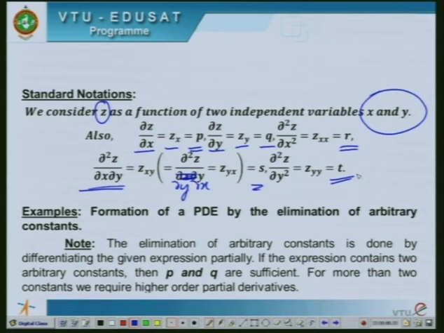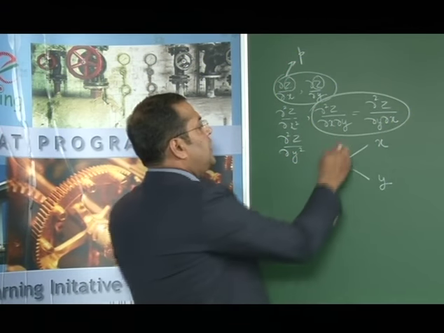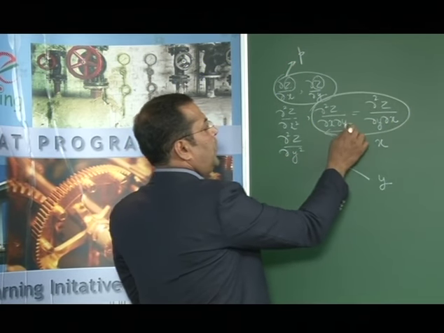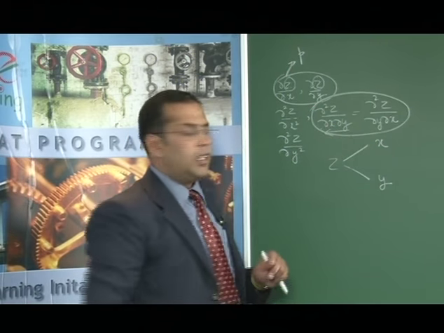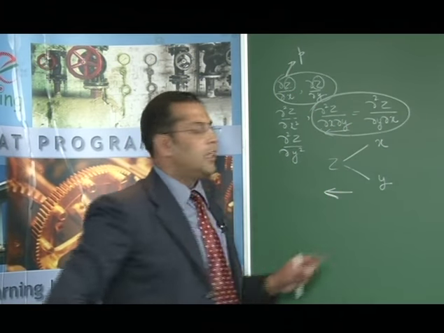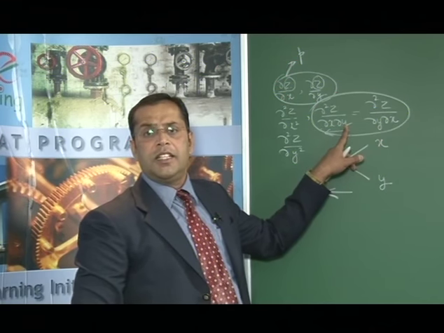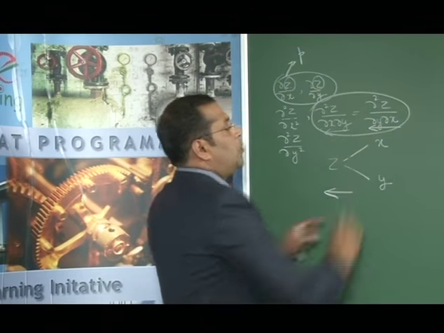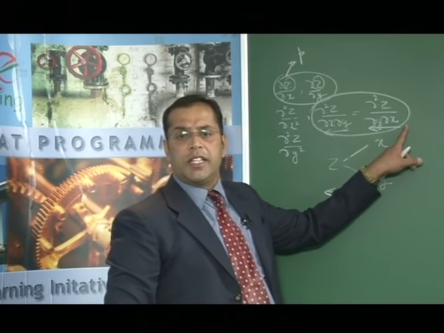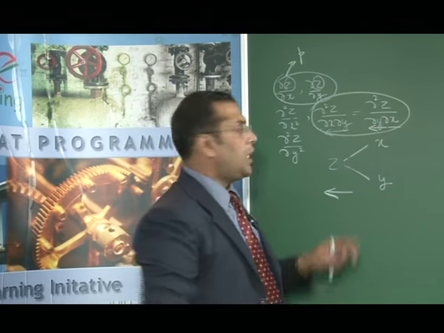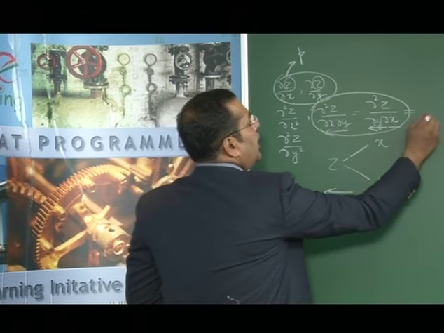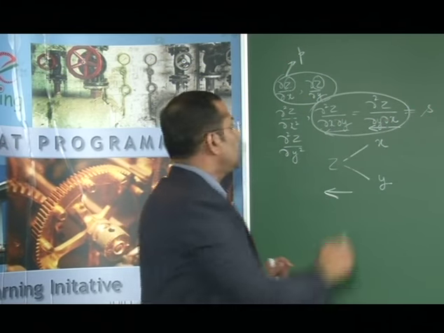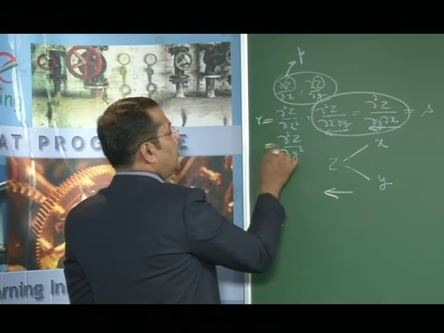Now, as far as these two partial derivatives are concerned, the first partial derivative is obtained by first differentiating z with respect to y and then with respect to x. We can use this reverse arrow procedure. First with respect to y, treating x constant, and then with respect to x, or you first partially differentiate with respect to x and then with respect to y. But both of these are equal and they are given the notation s. This is r and this is equal to t.